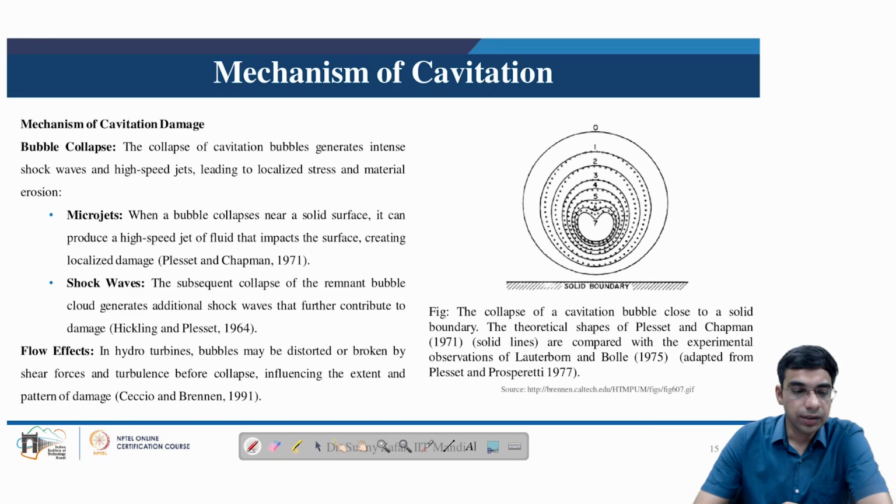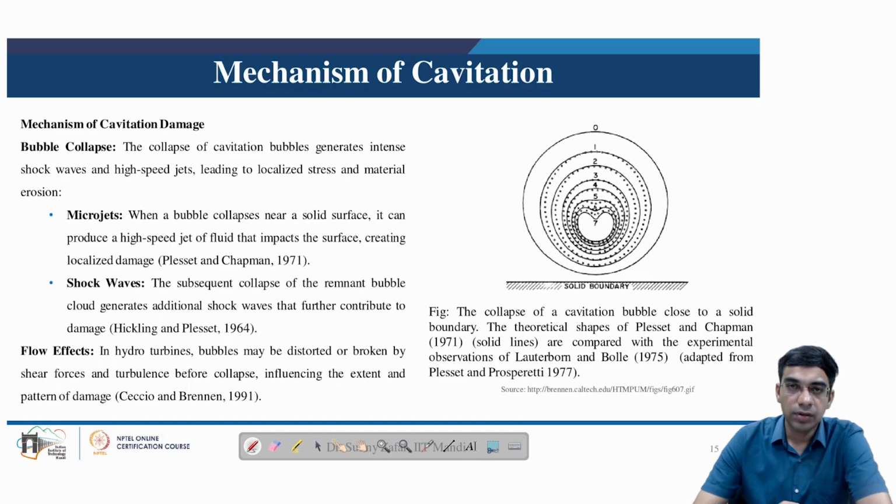The mechanism of cavitation involves a bubble collapse mechanism in which the collapse of cavitation bubbles generates intense shock waves and high speed jets, leading to localized stress and material erosion. Microjets may also be there, which involve a bubble collapsing near a solid surface, producing a high speed jet of fluid that impacts the surface, creating localized damage.